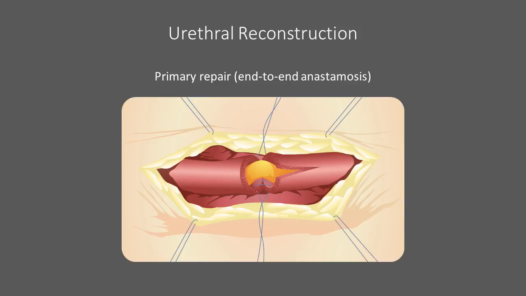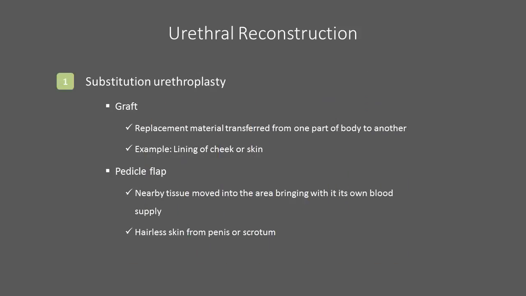This image here shows a primary repair, with the cut ends of the urethra being sewn back together over a catheter. If the stricture is too long for this type of repair, your surgeon may need to substitute part of the urethra's wall with another material from your body. This operation is called a substitution urethroplasty.